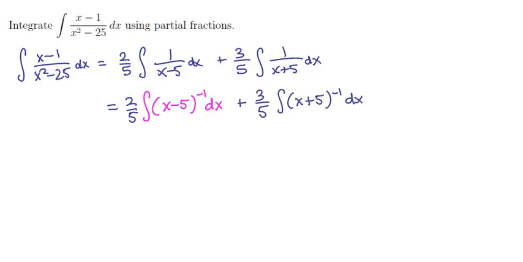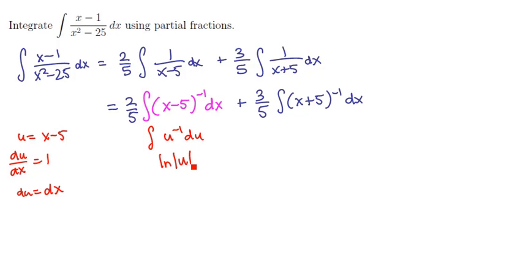Now each one of these things is a good candidate for substitution. Focusing on this one first, the substitution u equals x minus 5 is an easy candidate. We get du equals dx. Since that fits, this will become the integral of u to the minus 1 du, or ln of the absolute value of u. And if we back substitute, we'll have the 2/5 that came along for the ride, times the natural logarithm of the absolute value of x minus 5. This should be easy at this point.